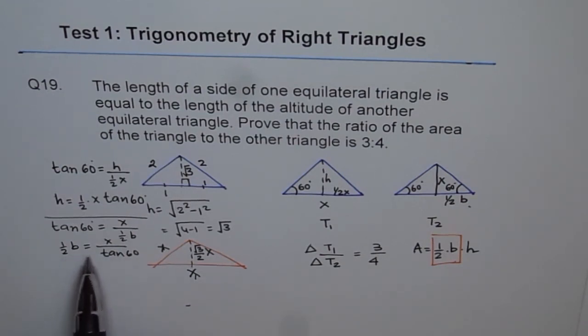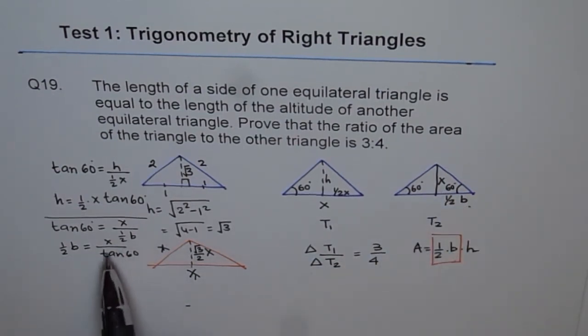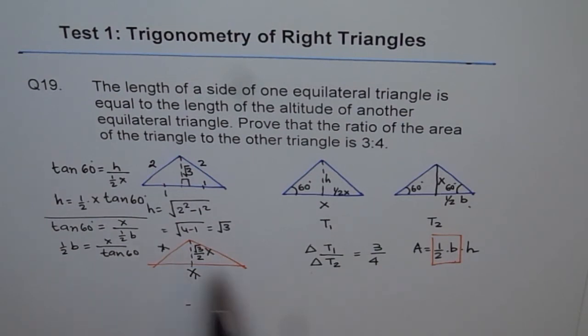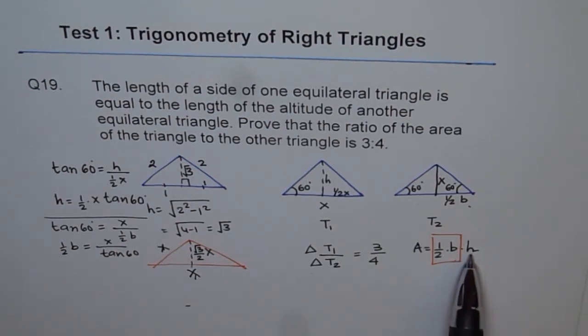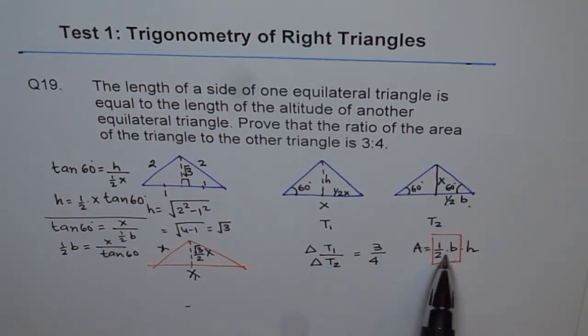So we get the base in terms of x. Do you see that? Now we can plug it in this formula and find our answer. So base is in terms of x, and h is also in terms of x. So in both the areas we have one variable x, and in the ratio that will cancel out and we'll get 3/4 as our answer. So you can use either of the two methods to prove, right? So that is how it is to be done. I hope you understand and appreciate it. Thank you and all the best.